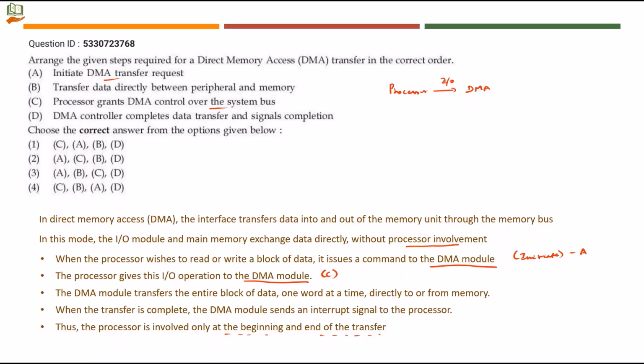The DMA module transfers the data one word at a time directly to or from memory is what statement B is about. Transfer data directly between peripheral and memory. When the transfer is complete, DMA module sends an interrupt signal to the processor is what DMA controller completes data transfer and signals completion. This is D. So A, C, B, D. Option number 2 will be the right answer.